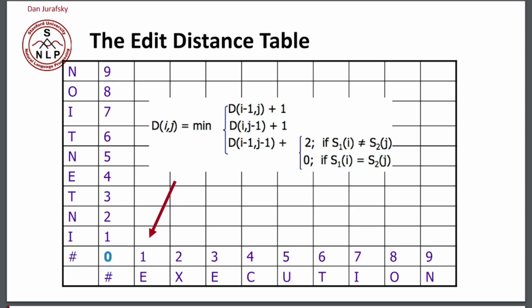One step to the left plus 1. One step down plus 1. One step down and left plus 2 if they're different and 0 if they're the same. Well, let's fill in some values for that. A step to the left plus 1 is 1 plus 1, so that would be 2. A step down plus 1 would be 1 plus 1, well, that's 2. A step down left plus 2, because I and E are not the same character, so 0 plus 2 is 2. So I just have to pick the minimum of 3 values, 2, 2, and 2. So we would fill in this cell with a 2. The distance between I and E, the substring I by itself and the substring E by itself, is 2. 1 substitution.